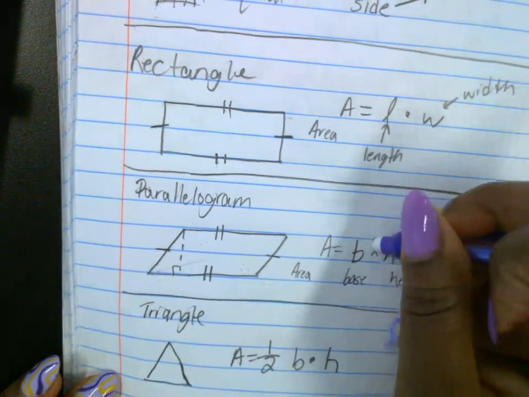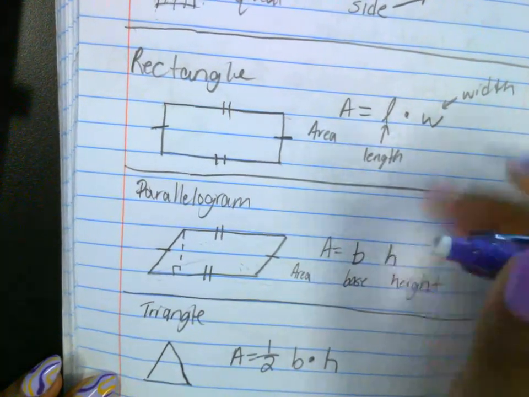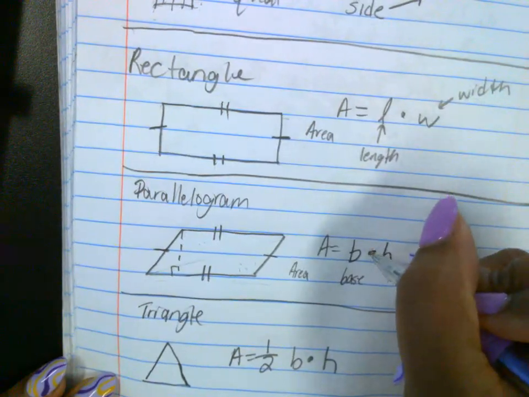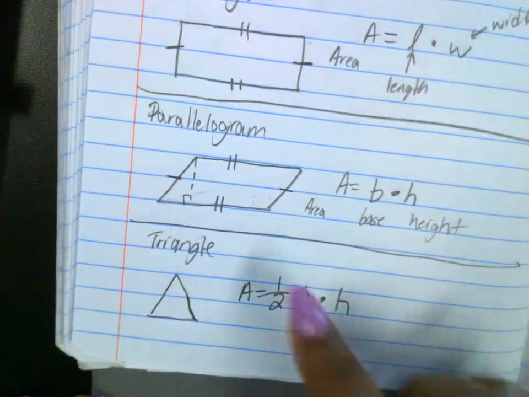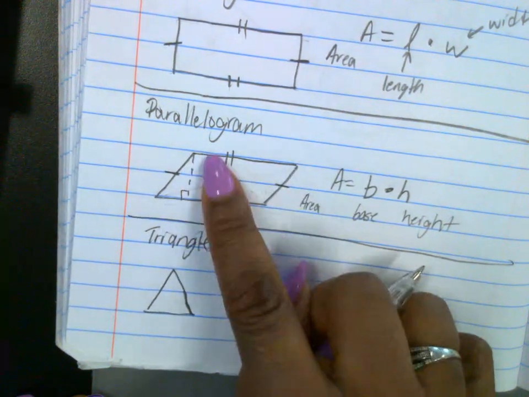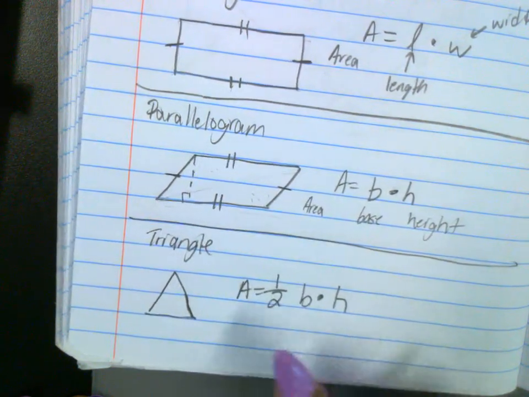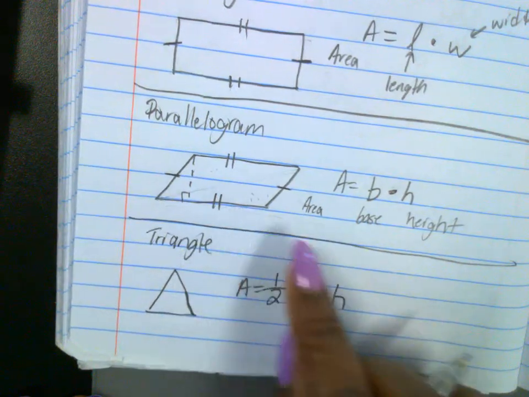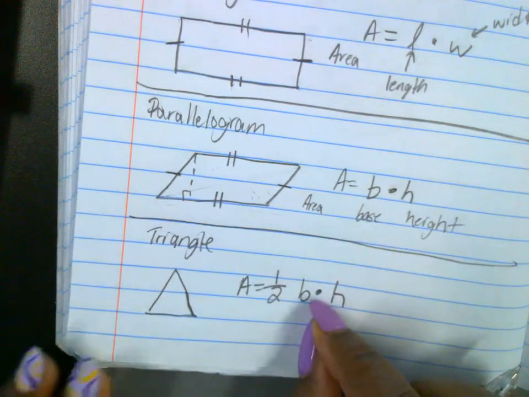And I'm going to change this, instead of saying times, I'm going to use a dot for multiplication. So if you cut any parallelogram in half, it's going to be two triangles. So the formula for area of a triangle is half of the formula for a parallelogram.